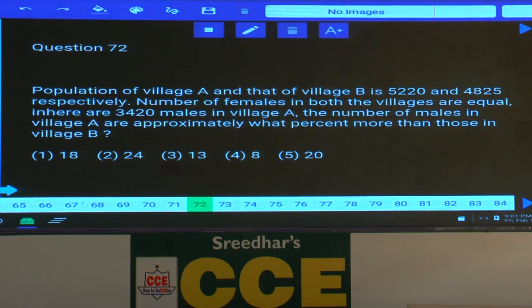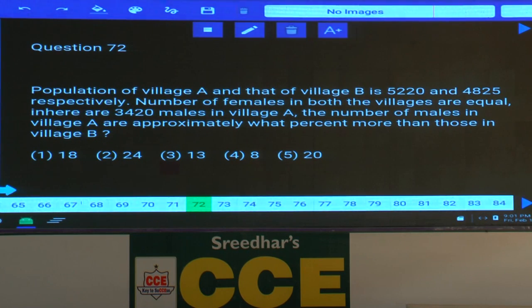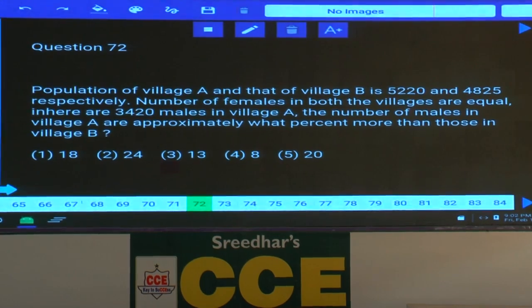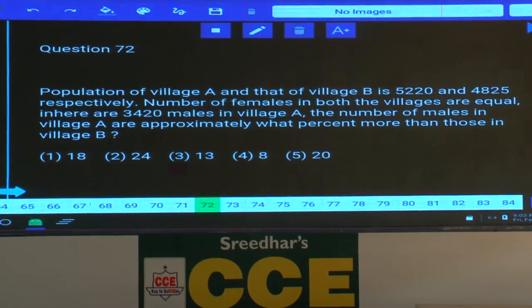Next. The population of village A and that of village B is 5220 and 4825 respectively. They are saying population, which includes both male and female. The number of females in both the villages is equal. There are 3420 males in village A. See, with respect to village A, do we know the total population? If you know the total population, minus male will give you the female population in village A. And in village B also the same number of females will be there. So with respect to village B, you can calculate the female count, and you also know the total population in village B, so that we can calculate males in village B. Males in village B. Right.